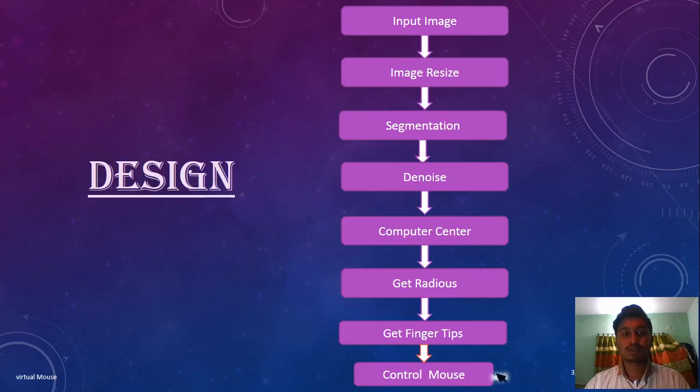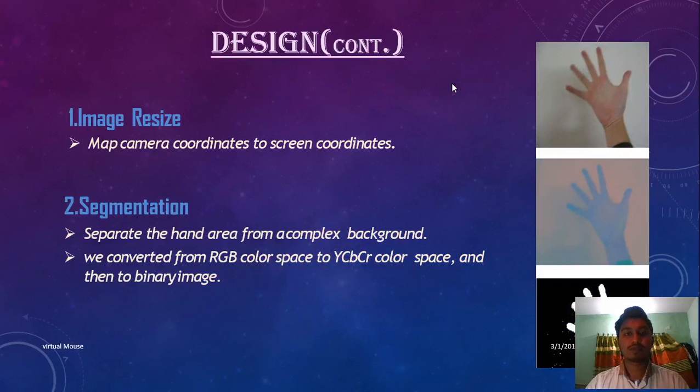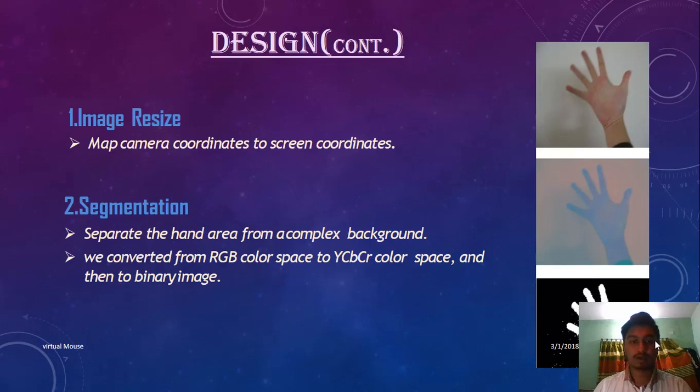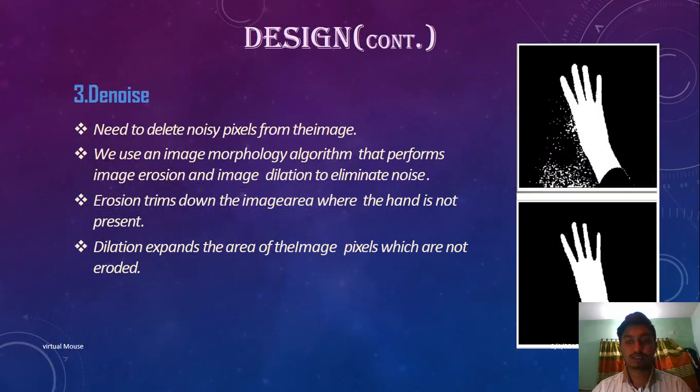Then comes the design part. Image resize first, then segmentation separates the complex background and RGB color, and makes the image binary. Then denoise: sometimes we see noise, and then we denoise all the pixels which are not eroded.